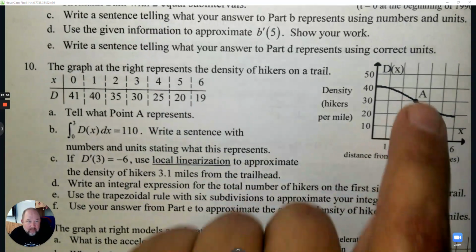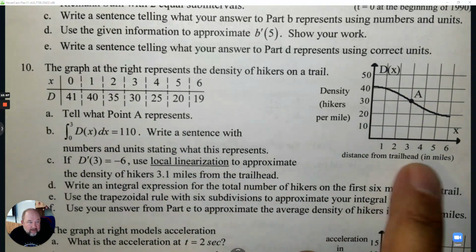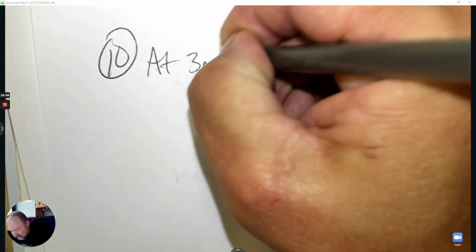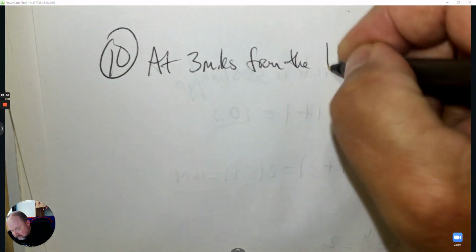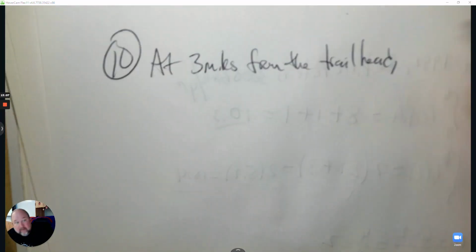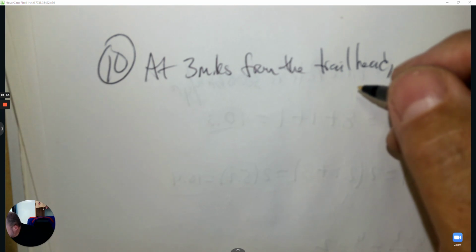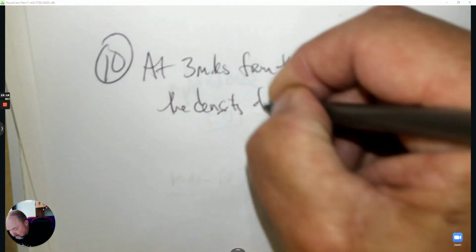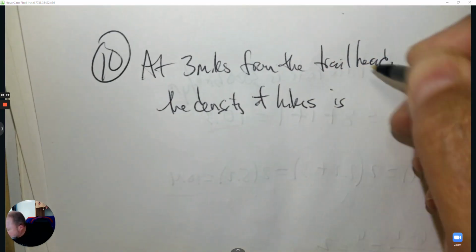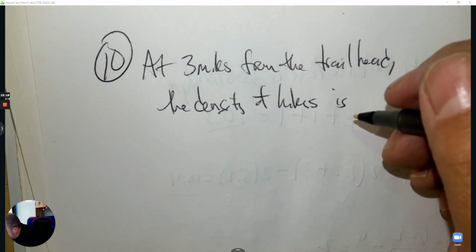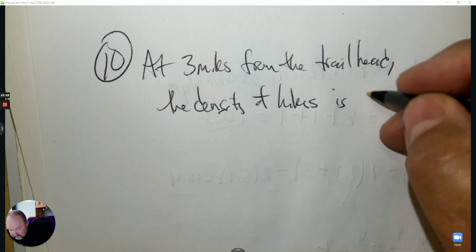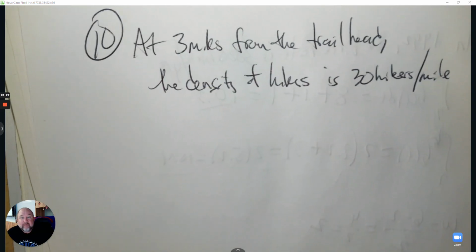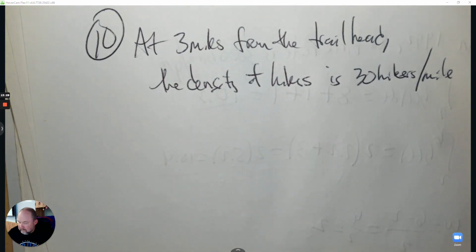Tell what point A represents. At point A, we have 3 miles from a trailhead. So at 3 miles from the trailhead, what's happening? Well, the answer is the density of hikers is 30 hikers per mile. That tells you how busy the trail is at that spot. 30 hikers per mile.